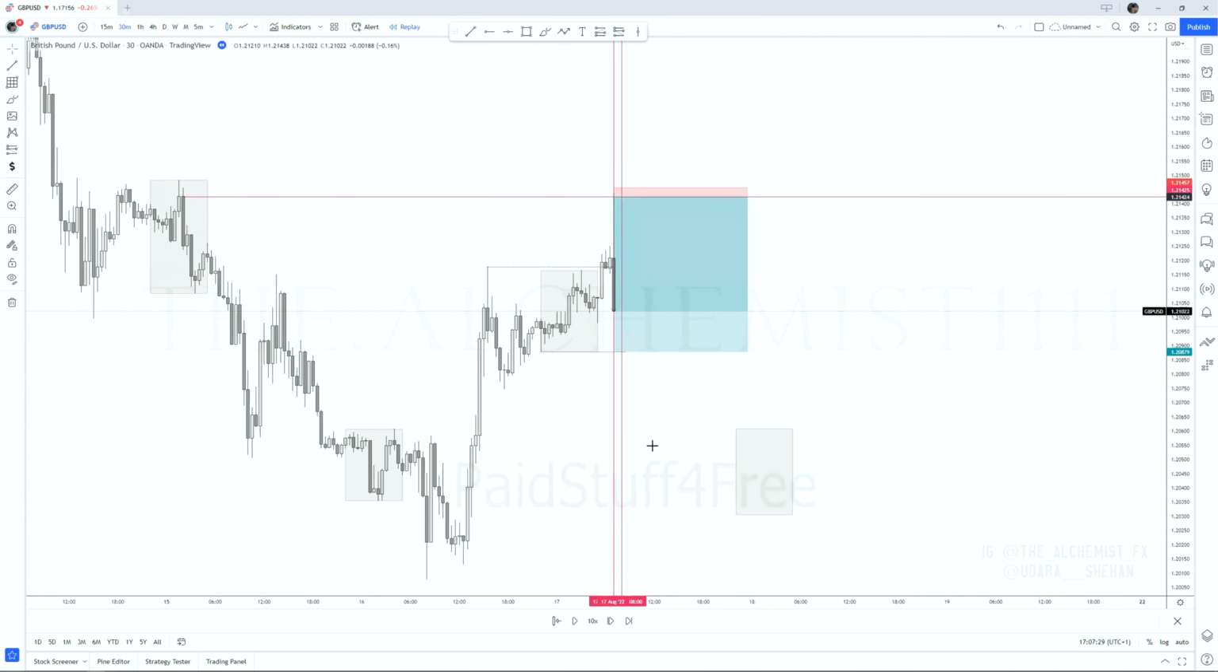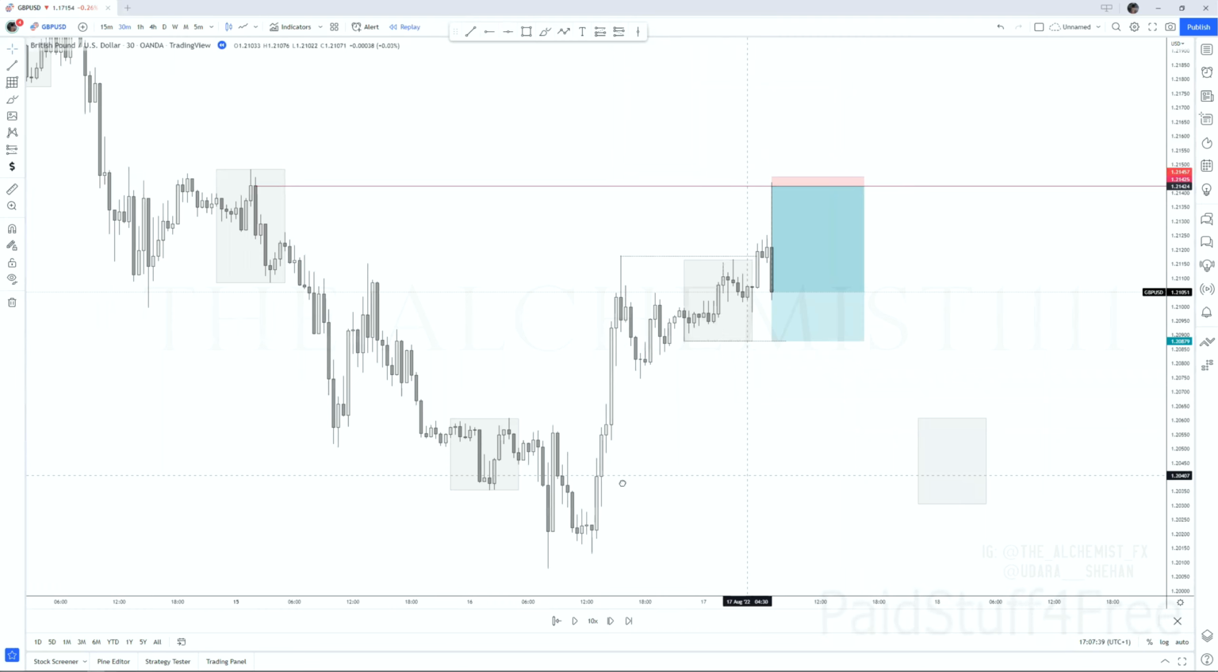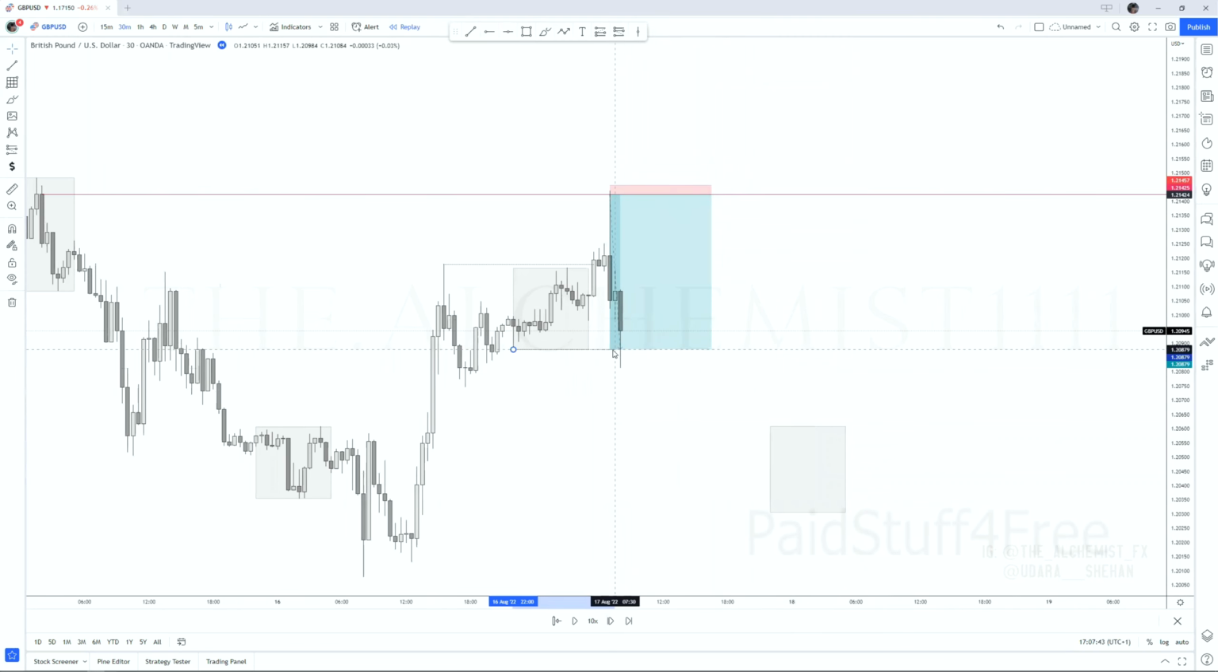There it goes. And right at, what's the time? Right at 7 a.m. Can you see that? Right at 7 a.m., it tapped into the point of interest, the daily rejection block that was defined on the 4-hour, and then gives you the drop.